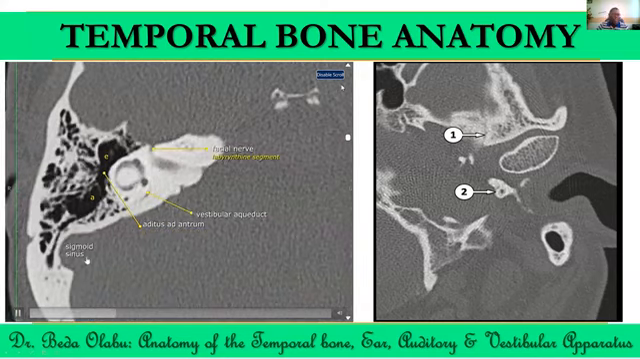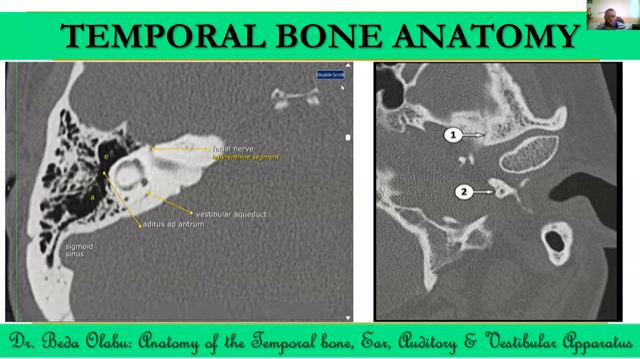Remember, the sigmoid sinus is the one that will extend down to become the internal jugular vein, and that internal jugular vein is the one that grooves the lower part.